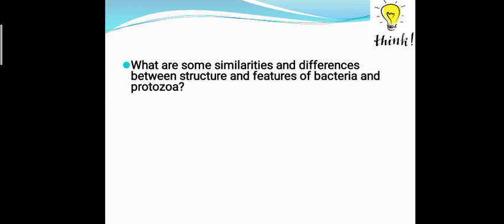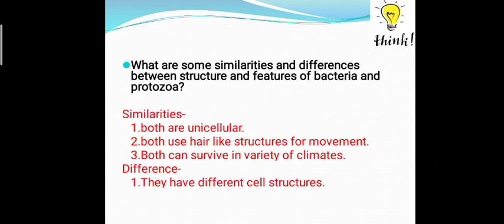The similarities and differences between bacteria and protozoa are: both are unicellular, means they are made up of a single cell. Both use hair-like structures for movement, that is flagella. Both can survive in a variety of climates. If you see the difference, they have different cell structures.